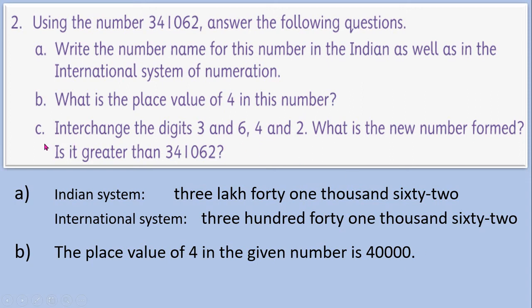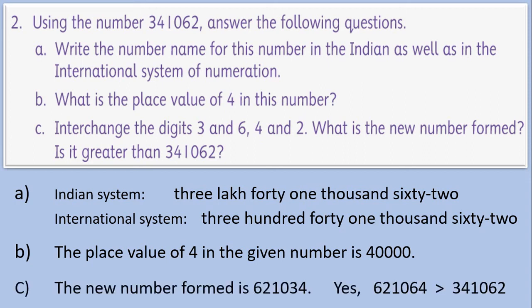Coming to question C, interchange the digits 3 and 6, 4 and 2. What is the new number formed? Is it greater than 3,41,062? First let us interchange the digits as per this question. We will interchange 3 and 6 and 4 and 2. Let us do that. The new number formed after interchanging is 6,21,034.